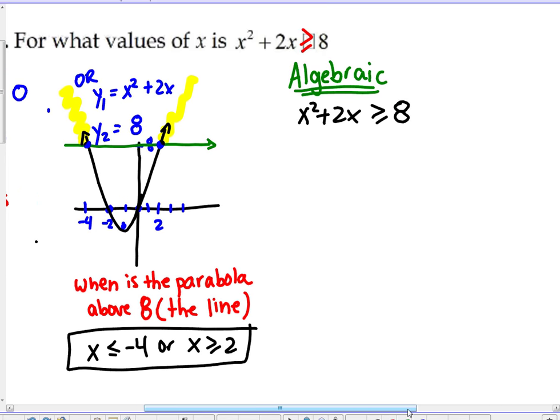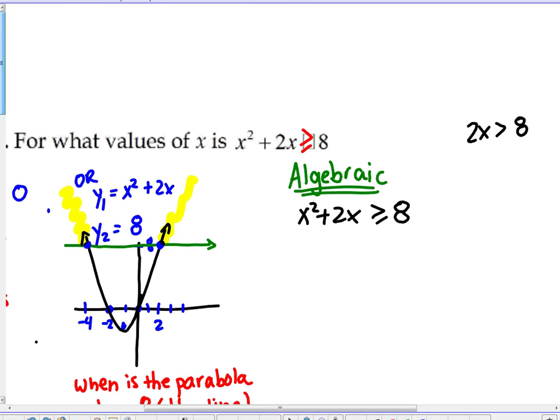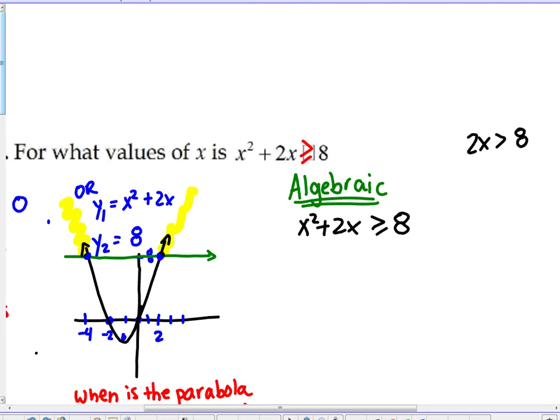First step, because it's a quadratic. See, if this is a linear inequality, like 2x greater than 8, then you just get the variable by itself, just like in regular algebra, right? Divide both sides by 2, x is greater than 4.